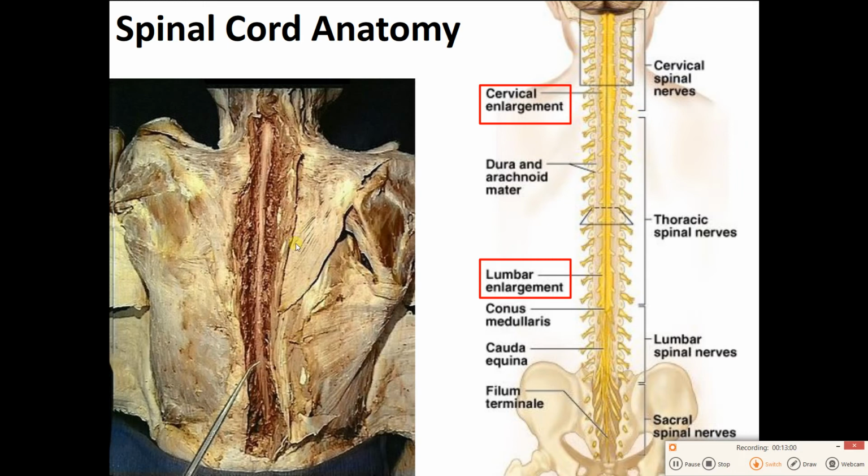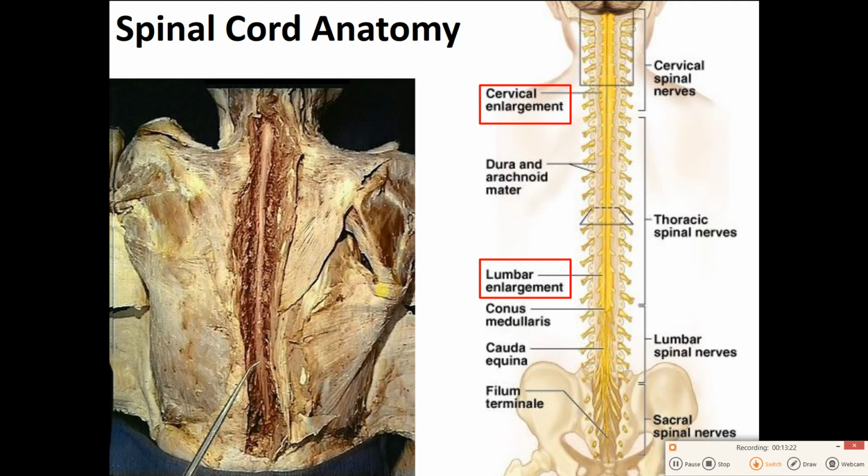Now, when we are looking at the spinal cord, we are going to notice that it has a swelling in the cervical region called the cervical enlargement. We can see that up here. And a swelling in the lumbar region called the lumbar enlargement. We can see that down here. This is because these two regions are going to control your limbs.